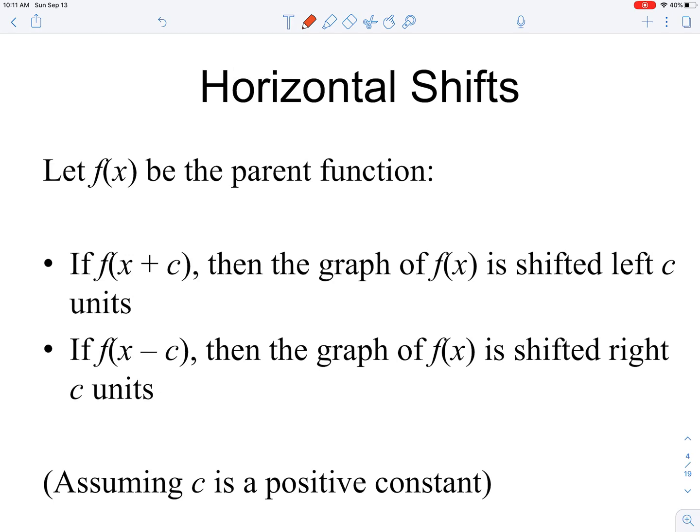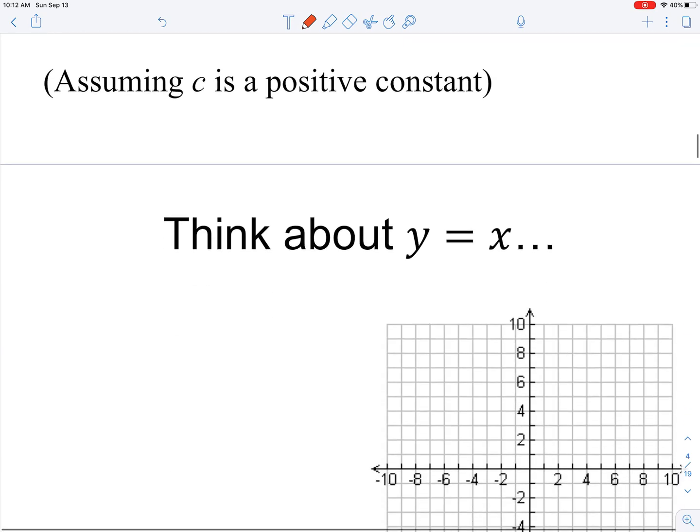So if we add a constant to each of the x values, then we're going to have to subtract it. Let's say we're adding 2 to each of the x coordinates. Then we're going to need to subtract 2 from each of those x coordinates in order to have the same y coordinate as the parent function. And then if we are subtracting c, that's going to end up being a shift to the right, because you would have to add c in order to have the same y coordinate as the parent function.